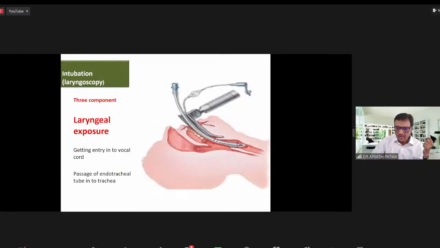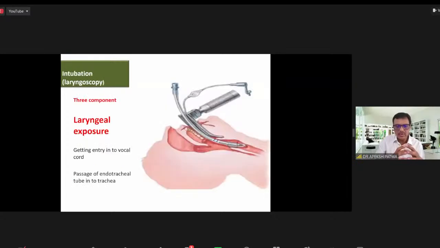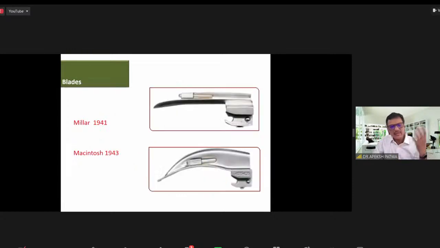Usually, we do a laryngoscopy to create a direct line of sight and to create a passage for the endotracheal tube to facilitate intubation. That's the purpose of doing laryngoscopy, and it has three components. First, we need to expose the larynx. Second, we have to make the entry into the vocal cords. And third, we have to make the passage for the endotracheal tube. So let's start with the first part, laryngeal exposure.